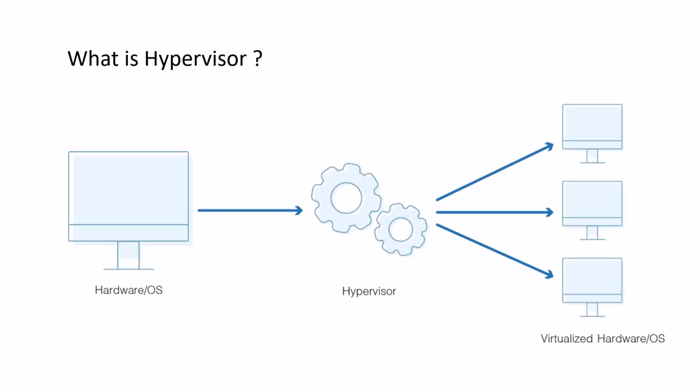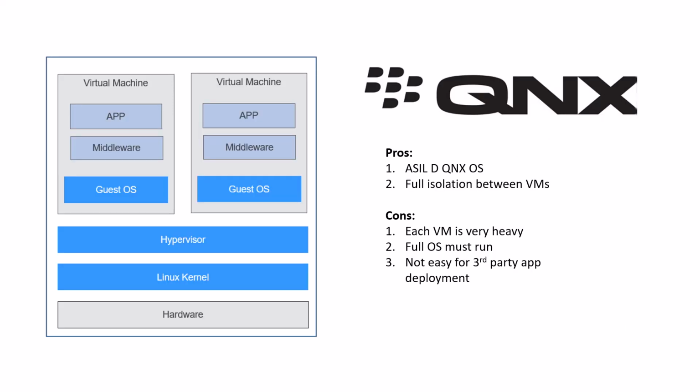Coming to the next one, this is virtualization using hypervisor. What a hypervisor is: you have hardware, you have a hypervisor on top of it, and using this hypervisor you can spawn multiple VMs. When you're talking about a VM, a virtual machine is like a machine inside a machine. So this is how the virtual machine architecture looks.